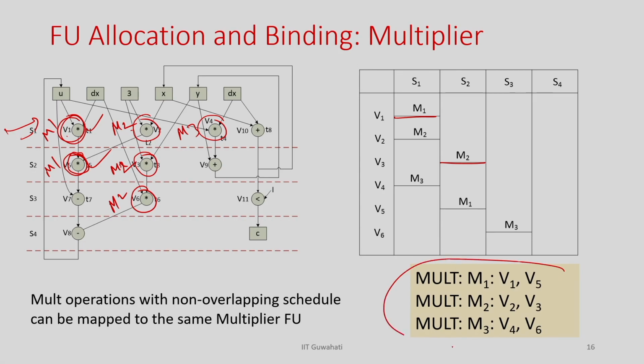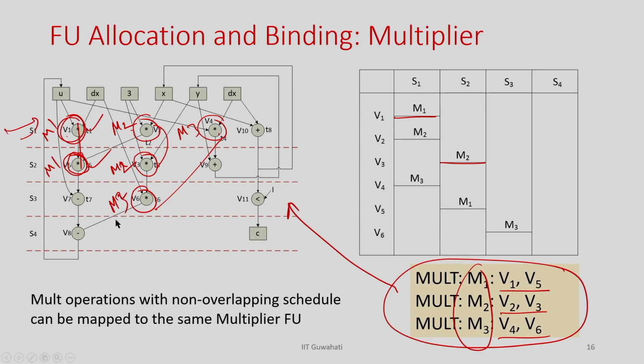Let us say this is one of the possible bindings I have identified. As I mentioned earlier, I need 3 multipliers for these 3 multiplication operations. Multiplier 1 is going to do V1 and V5, multiplier 2 is going to do V2 and V3, and multiplier 3 is going to do V4 and V6. This is the mapping, and the same thing I have to do for the adder. I just did it for the multiplier; I can do it for the adder, and addition and subtraction are the same in the hardware, so I can use the same ALU for that.